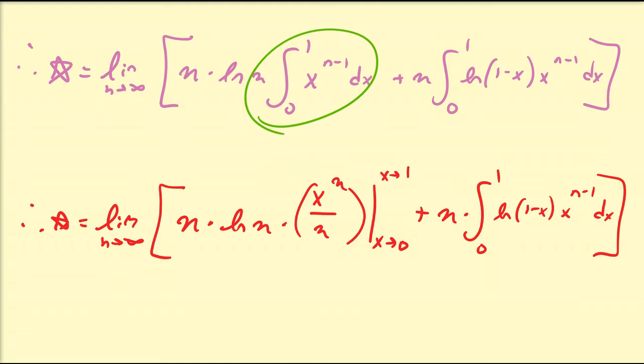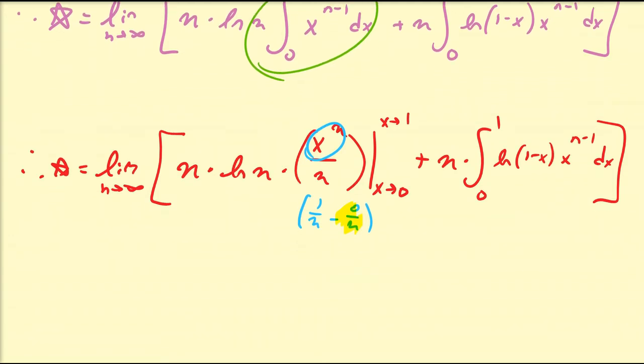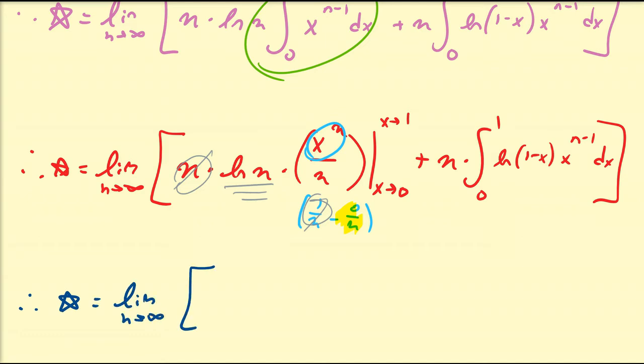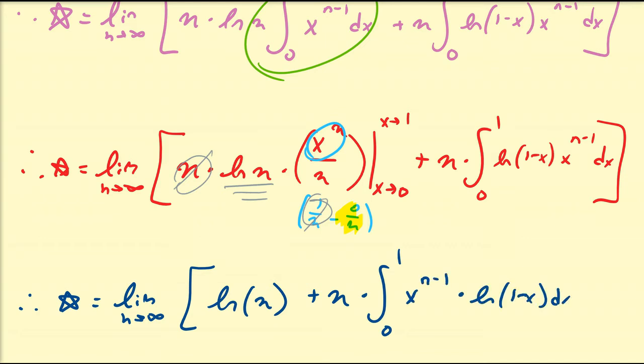So when we plug in x is equal to 1 into this expression, this is going to go to 1 divided by n. So we have 1 over n minus 0 over n, which is going to be 0. So we can pretty much ignore this portion. And we have n times 1 over n, which is just going to be 1. So we're just going to be left with a natural log of n in this first term. So we have star is equal to the limit as n goes to infinity of the natural log of n plus n times the integral from 0 to 1 of x to the n minus 1 times the natural log of 1 minus x dx.